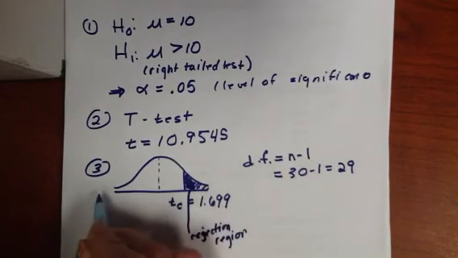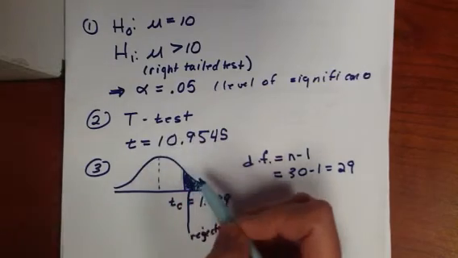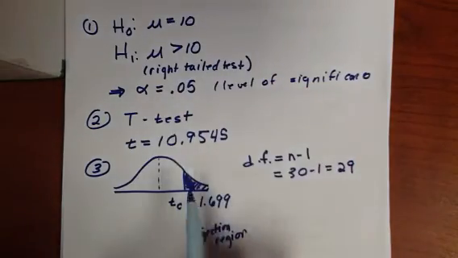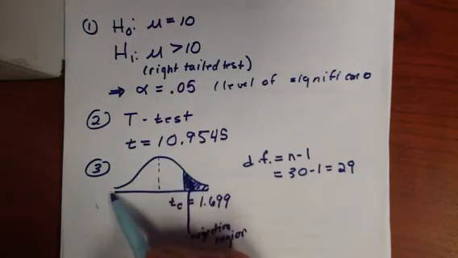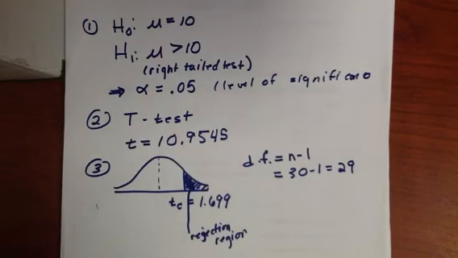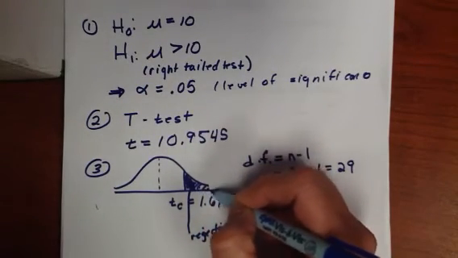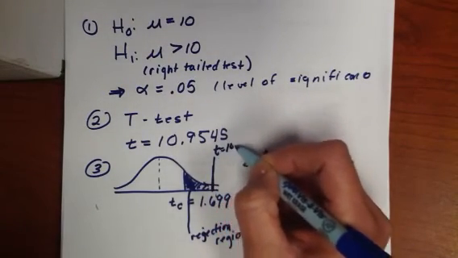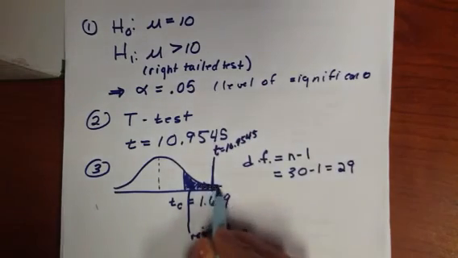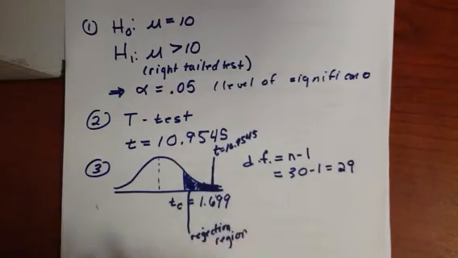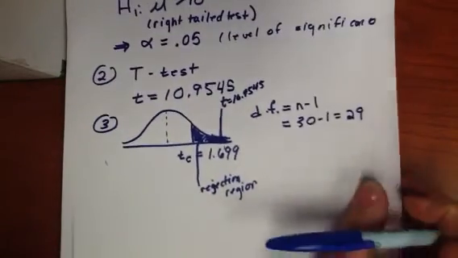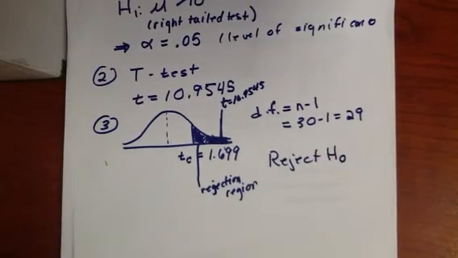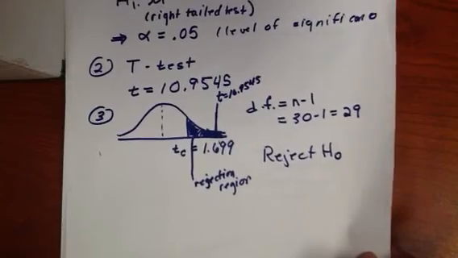So think of this as a number line. Wherever my test statistic falls, if it falls in my rejection region, my decision is to reject the null. If it falls in the non-rejection region, then I do not reject. So 10.95 is clearly way far to the right of 1.699. It's way out here. And I usually draw my test statistic up here. Clearly within my rejection region. So my decision based on this is to reject H naught. I'll explain what that means in step 5, so bear with me.